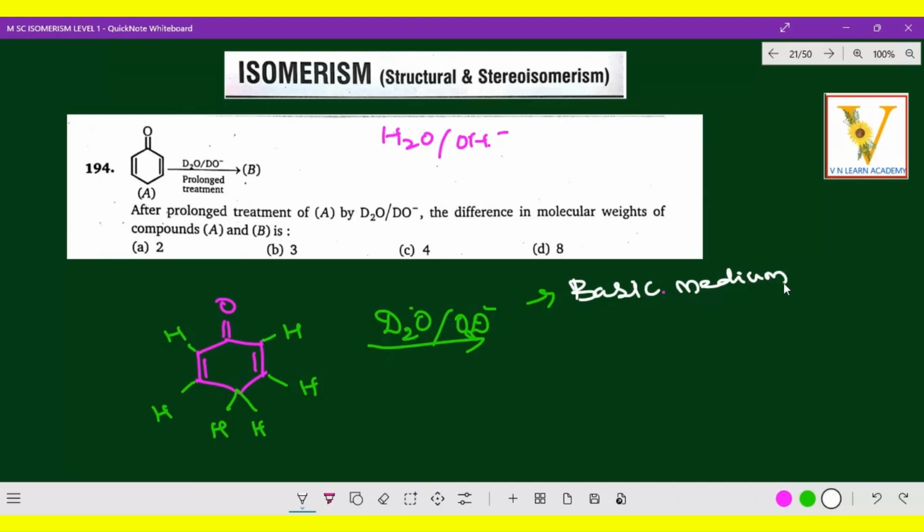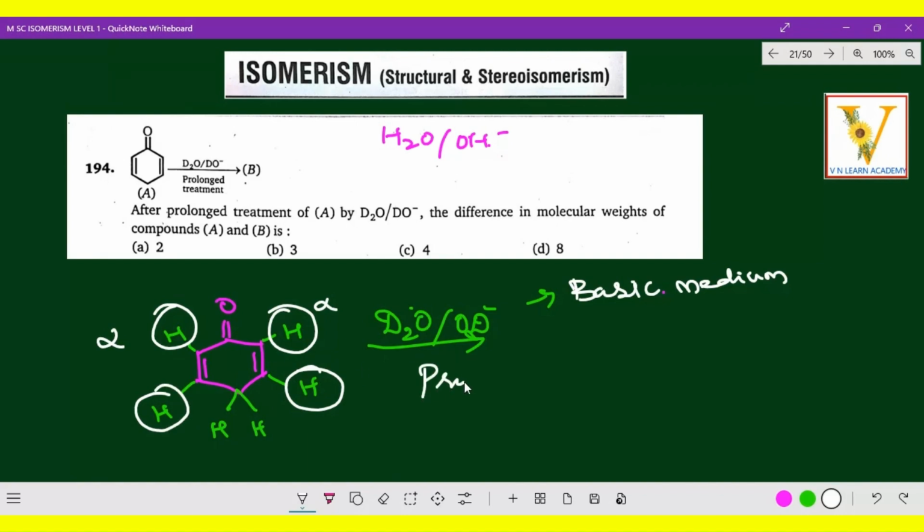But here alpha hydrogen is available. Alpha hydrogen is nothing but acidic hydrogen. So naturally the acidic hydrogen will be converted to D. So here D is there, no? So naturally it will be changing. How many alpha hydrogens? Alpha hydrogen is there, and here also alpha hydrogen is there. Why am I mentioning all this? Because here prolonged heating is available.